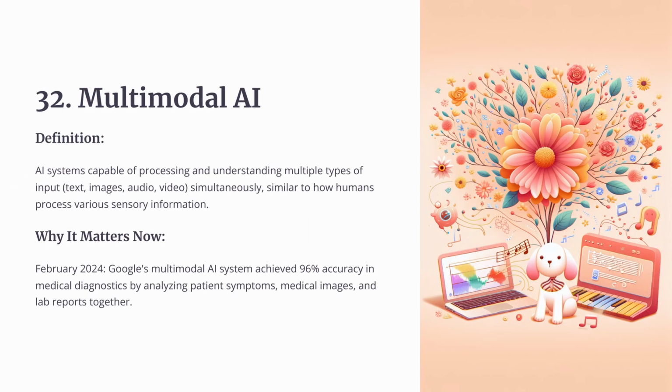Multimodal AI systems are capable of processing and understanding multiple types of input simultaneously, similar to how humans process various sensory information. This is like giving AI all five senses at once. Just as you can watch a movie and understand both the dialogue and visual story simultaneously, multimodal AI can process different types of information together. Google's medical breakthrough shows why this matters. It's like having a doctor who can instantly connect what they see in an X-ray with what they hear from the patient and read in lab reports.